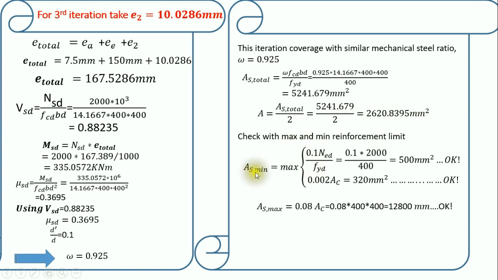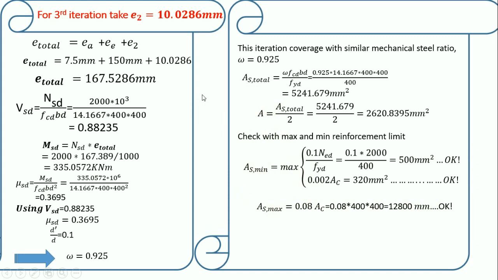Check with maximum and minimum reinforcement limits. According to European code, S min is equal to maximum of those values 0.1 NED over 400, 500 mm square, 0.002 AC, 320 mm. It's okay. S maximum is equal to 0.08 area of concrete, 12,800 mm. Our A value is between those values, so it's okay.